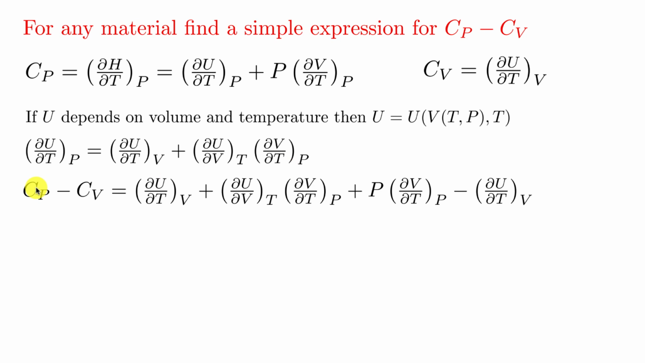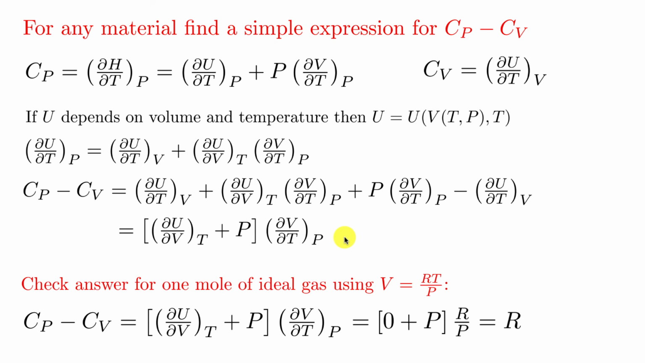Let's take the difference between Cp and Cv. So I need to subtract Cv from here. You put that here. And now this cancels against this. So then we get something that's much simpler. It's just dU by dV at constant T plus P times this. And now just to check this, let's see if we get the right answer using PV is equal to RT. Why RT and not nRT? Because we are taking 1 mole of the gas.